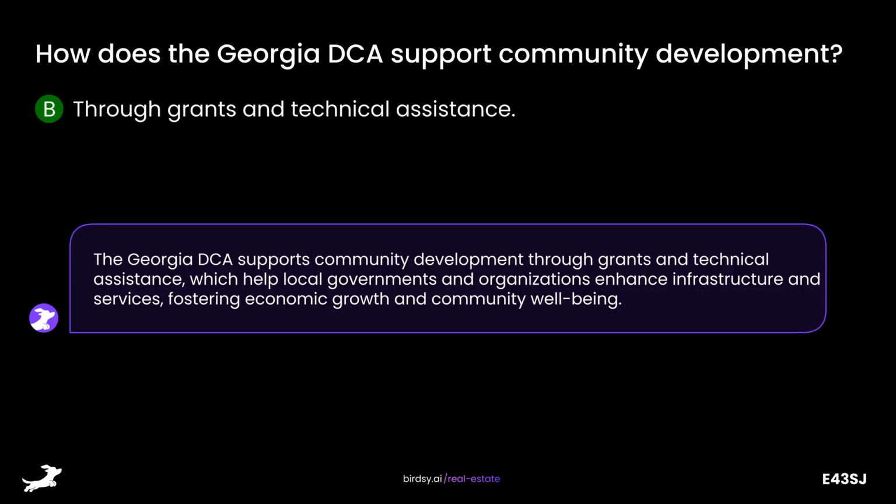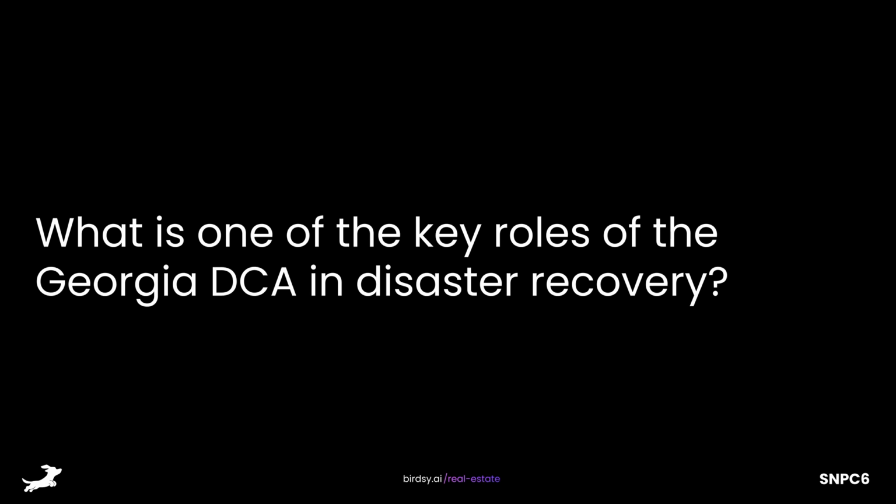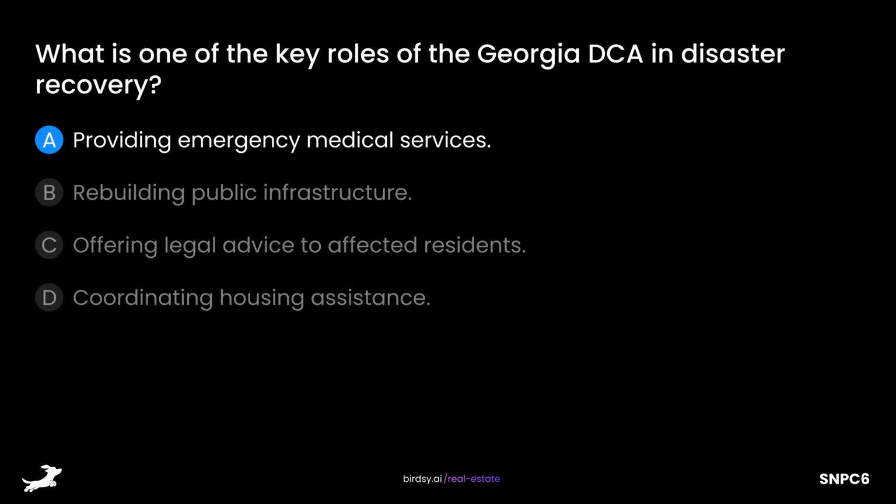The Georgia DCA supports community development through grants and technical assistance, which help local governments and organizations enhance infrastructure and services, fostering economic growth and community well-being. What is one of the key roles of the Georgia DCA in disaster recovery? Is it A, providing emergency medical services, B, rebuilding public infrastructure, C, offering legal advice to affected residents, or D, coordinating housing assistance? The answer is D, coordinating housing assistance.